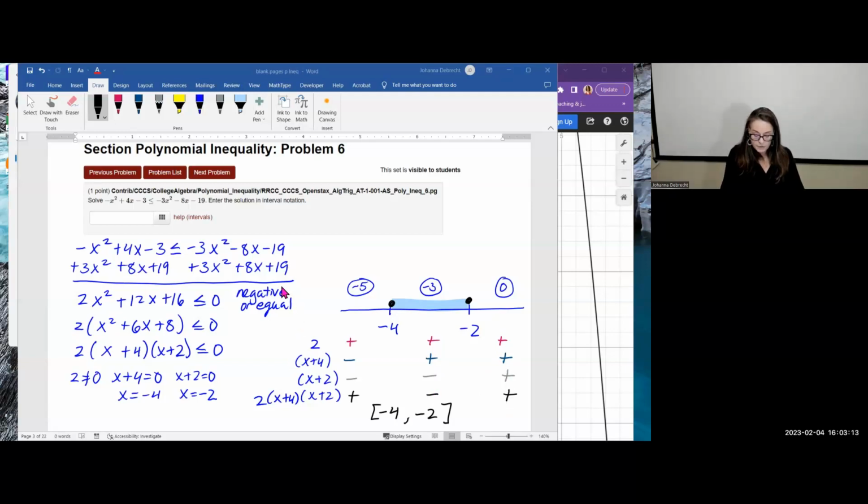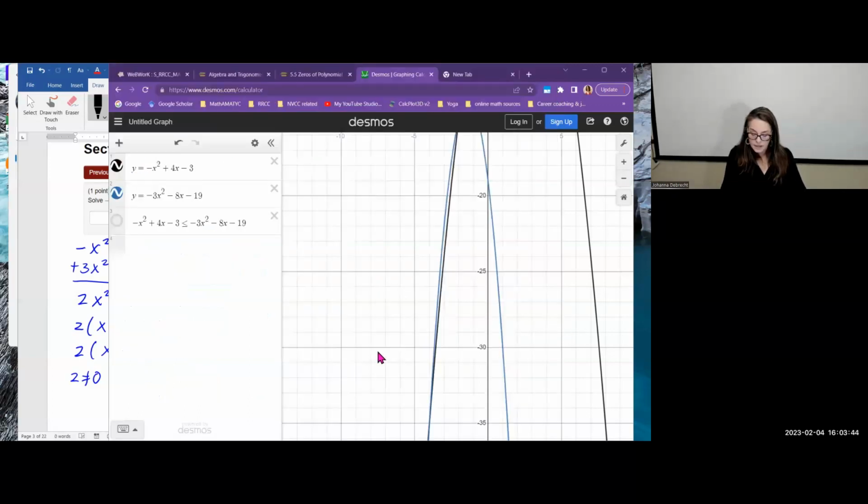Now, we're looking for things that are negative or equal. Equal means that our two numbers that divide our regions are going to be filled in with solid dots, and we'll use square brackets. Now, negative falls in the region in the center between -4 and -2. Follow your number line to write the interval. On the left is -4, on the right is -2. Let's take a look at Desmos and see what this one looks like.